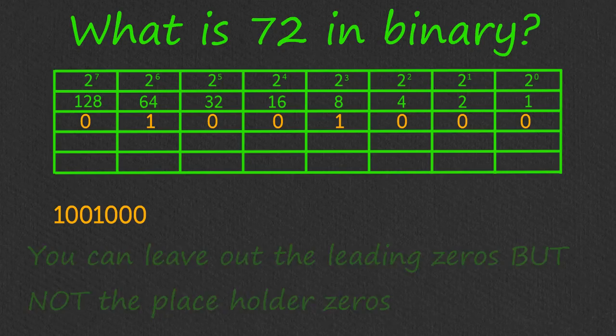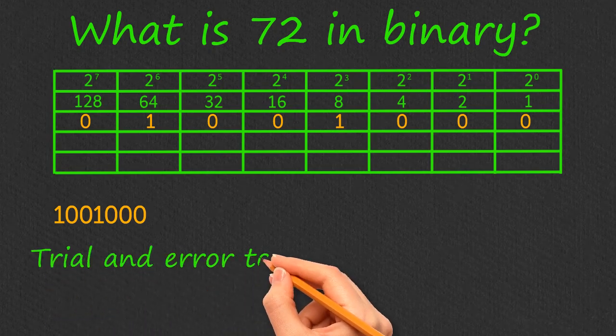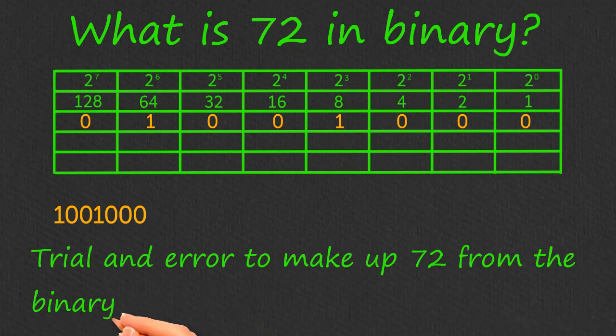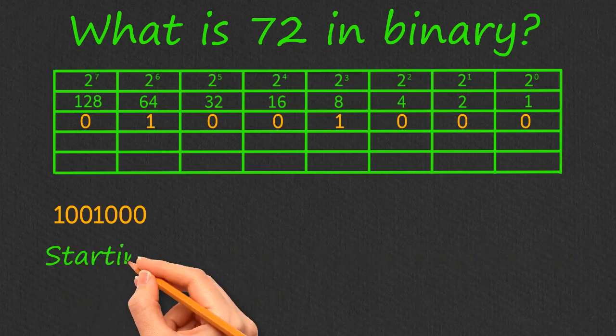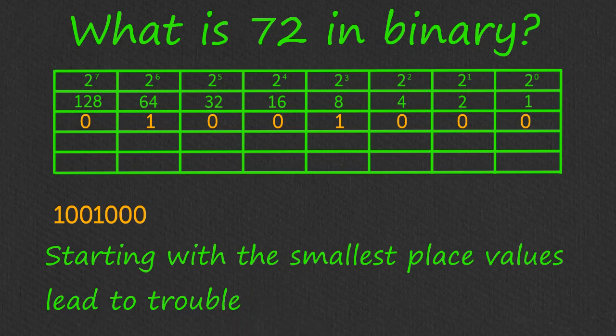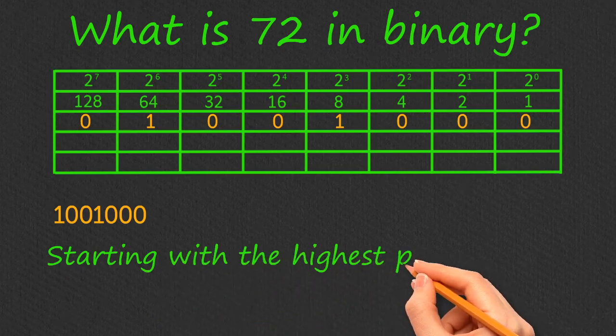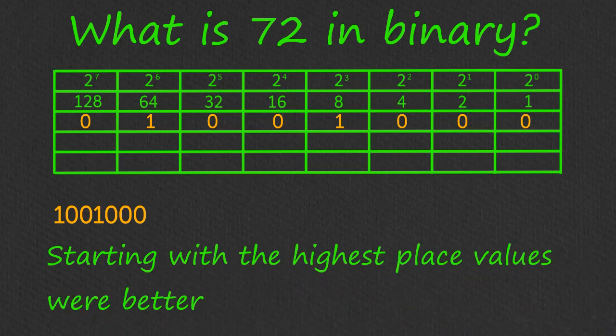Now let us wind back a little and try to remember what we did to convert 72 to binary. We used trial and error to come up with the right binary place value combinations to make up 72. When we started with the smallest place values and just added them up one after the other, we ended up in a pickle pretty fast. However, when we started with the higher place values, we got the right combination pretty fast. Was this just luck?